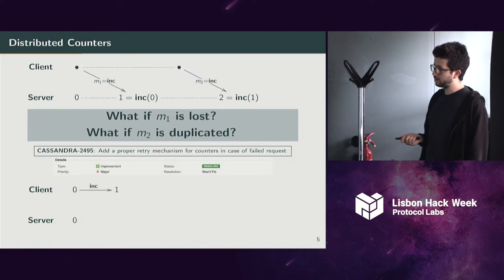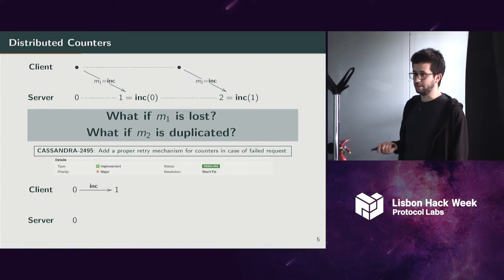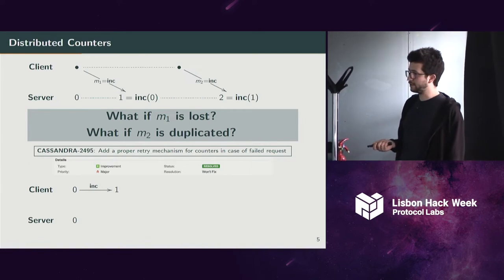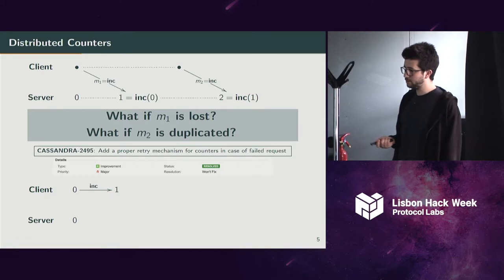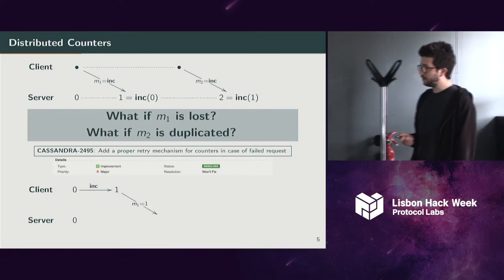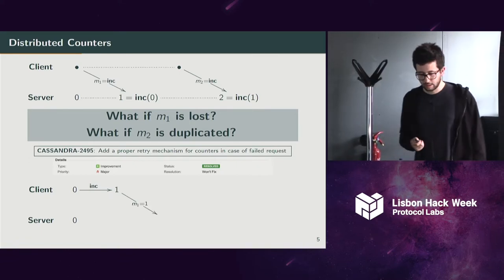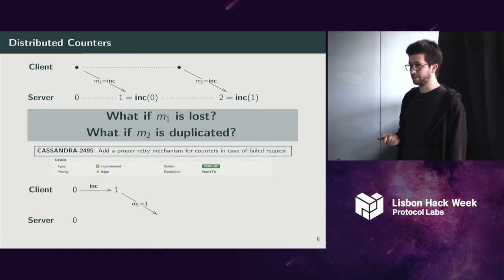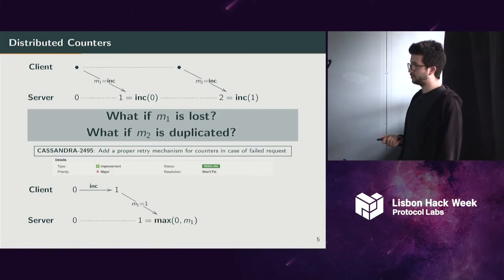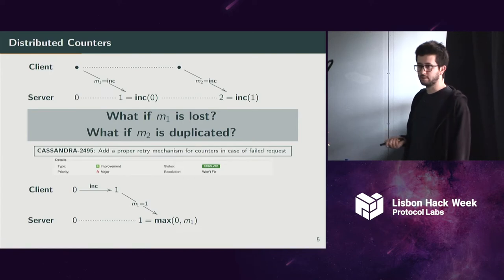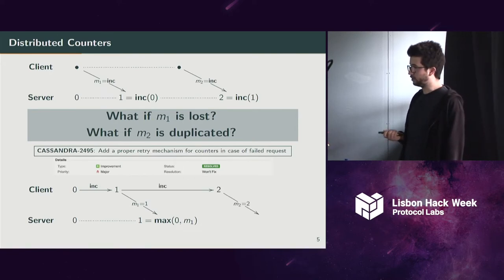And the first step is to actually keep state on the client. So the client also has the counter state, which starts at zero. We increment it. And now we send a message, not with the operation, but with the state of the counter. And now the server will do this trick, which will do the maximum of what it had before and what it has now. We do this again.